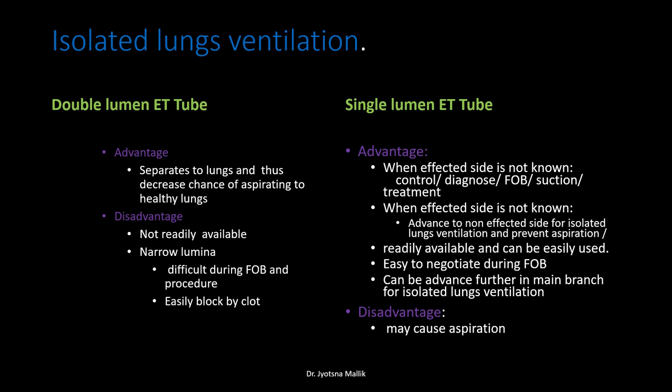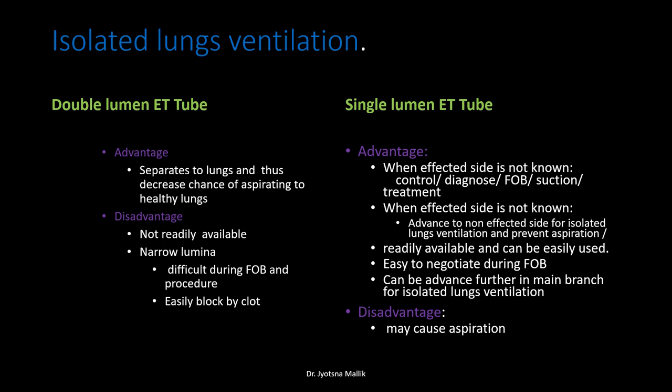If there is a double lumen tube, one lumen, the tracheal lumen, is generally in the trachea above the carina, and the other is advanced further to the unhealthy side, through which the bronchoscope is inserted and we can do the treatment. We can put cold saline, or we can negotiate the Fogarty catheter and make a tamponade. We can inject adrenaline, and we can take samples, whatever is required according to the situation. So both have their own advantages and disadvantages.